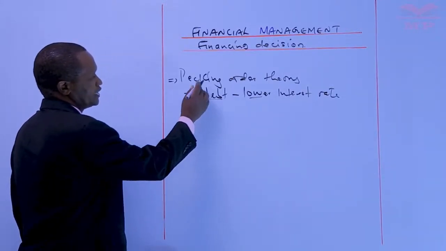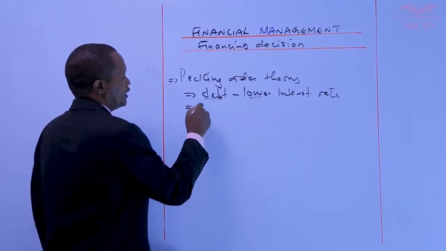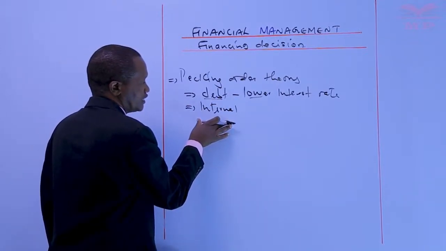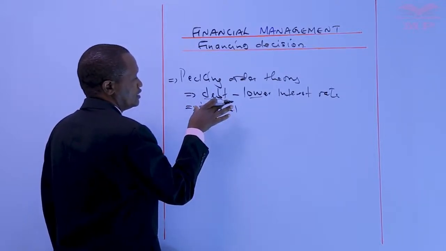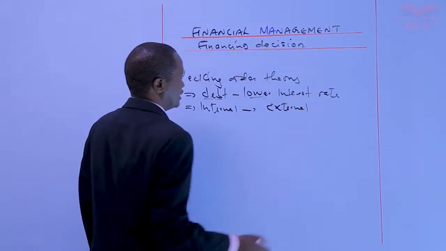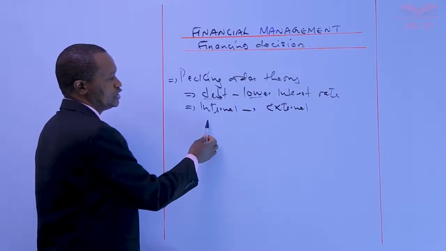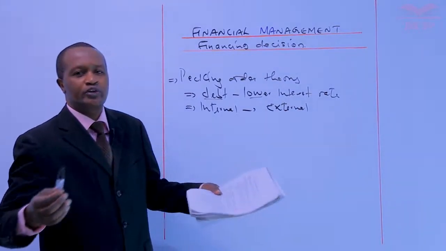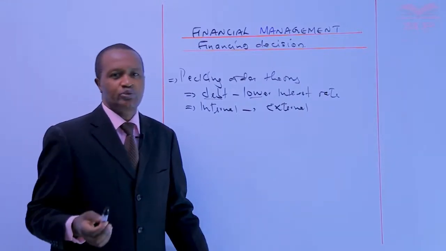I also mentioned that under pecking order, a firm should opt for internal sources. If the firm has internal sources of finance like retained earnings, then the firm should exhaust the internal sources before the external, because generally the internal sources of funds are cheaper than the external sources. So the pecking order is one of the theories that can help a finance manager make the financing decisions.